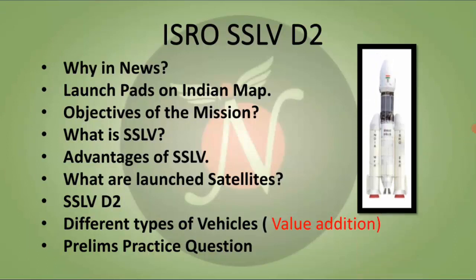Our topic for today's Decodified discussion is the ISRO SSLV-D2. We will see why it is in the news, what the locations of the launch pads on the Indian map are, then the objectives of this mission, what SSLV is, the advantages of SSLV, what the launched satellites are and which countries launched them. Then we will see SSLV-D2. After that, we will also see different types of vehicles, just for value addition. After that, we will come to today's prelims practice question.